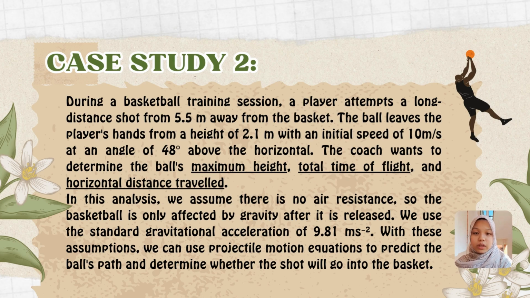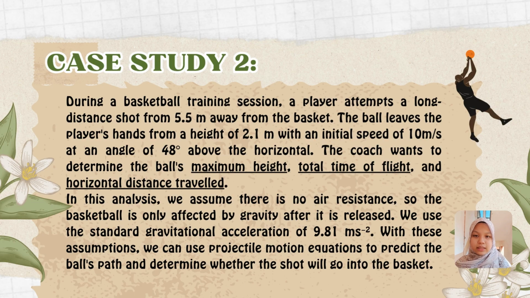During a basketball training session, a player attempts a long distance shot from 5.5 meters away from the basket. The ball leaves the player's hands from a height of 2.1 meters with an initial speed of 10 meters per second at an angle of 48 degrees above the horizontal. The coach wants to determine the ball's maximum height, total time of flight, and horizontal distance traveled.